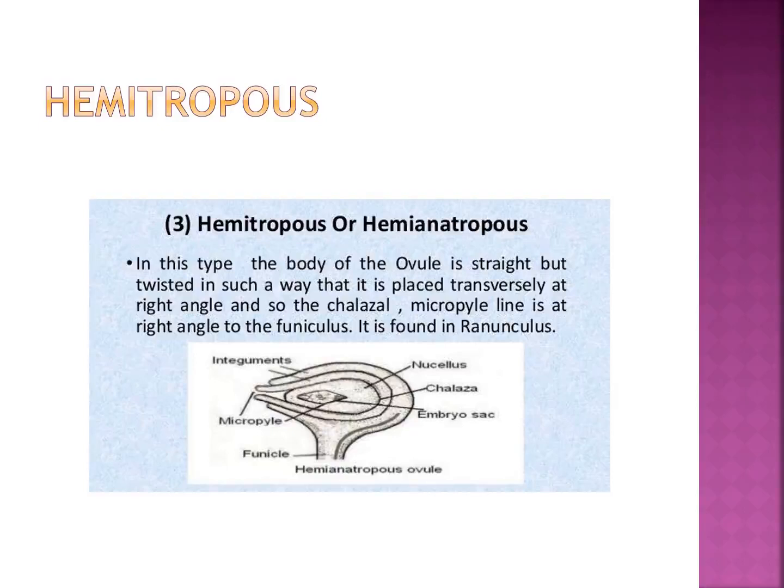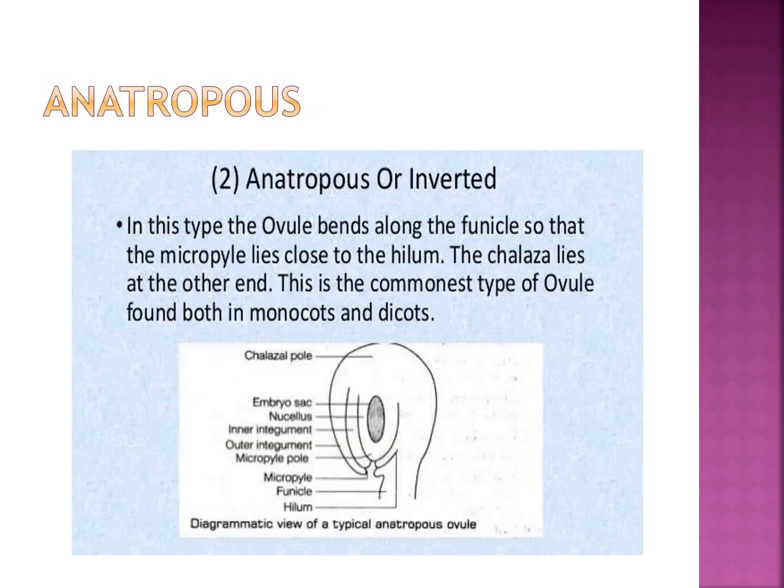This is types of ovule. Next one. Another type is anatropous, or inverted. In this type the ovule bends along the funicle so that the micropyle lies close to the hilum. The chalaza lies at the other end.